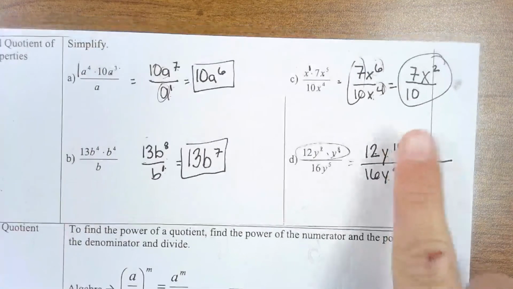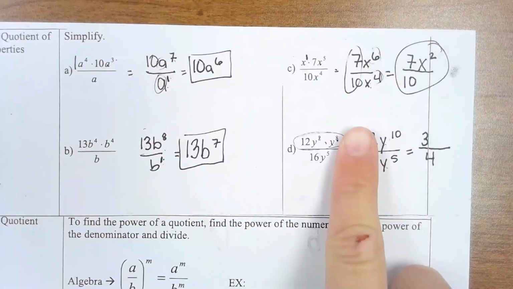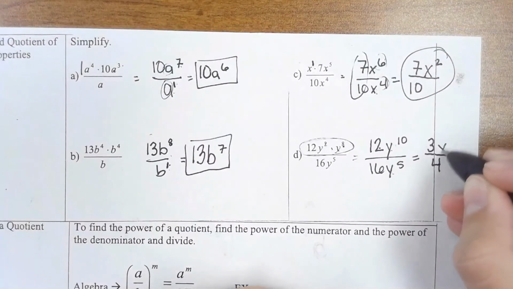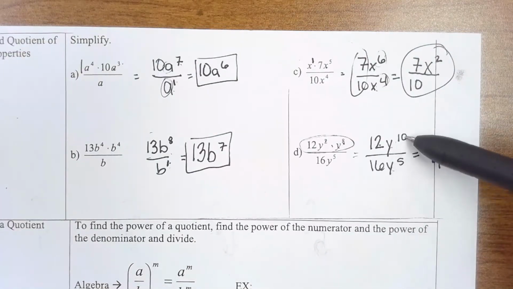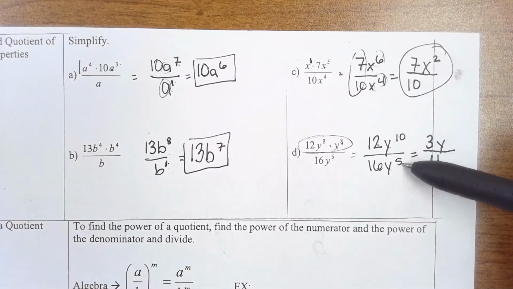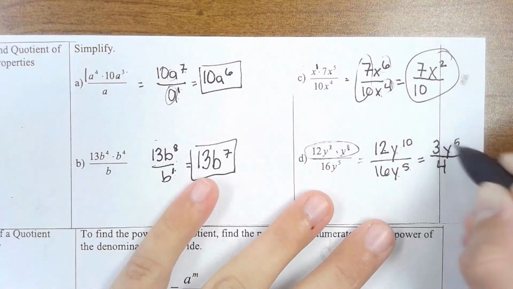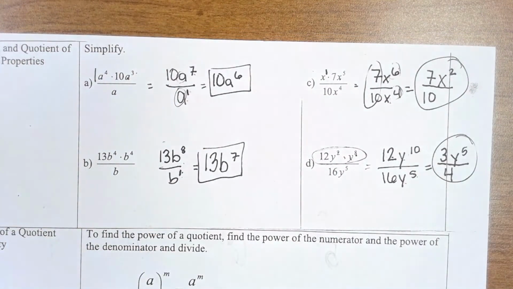And now we're going to look at our y's. So I have y to the 10th over y to the 5th. So I have more y's in my numerator, so I know that my y's are going to stay in the numerator. And then when you're dividing, you just subtract your exponents. So 10 minus 5 is 5. And that's your simplified answer.